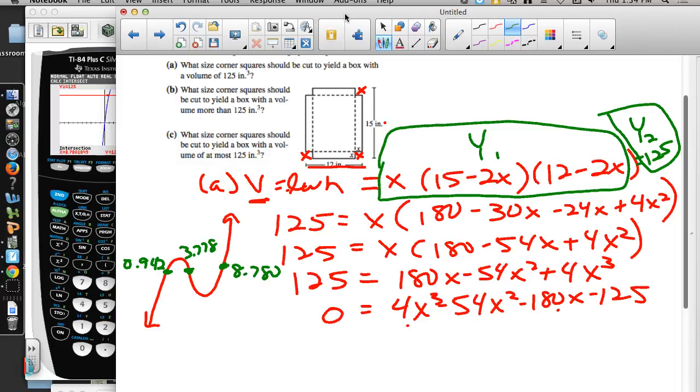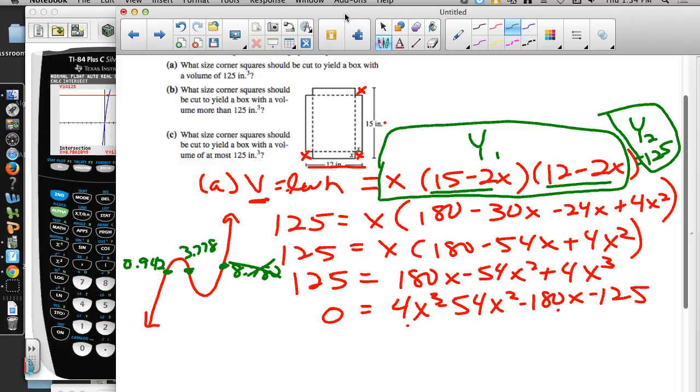8.780. Now, one of those I have to throw out right away. Here's why. My equation started off with 15 minus 2x and 12 minus 2x. And if I put one of these answers in there, it is going to give me a negative volume, which I know I can't have. And that's this 8.780. That is out right away. So I have the other two, and I need to figure out what they want here.